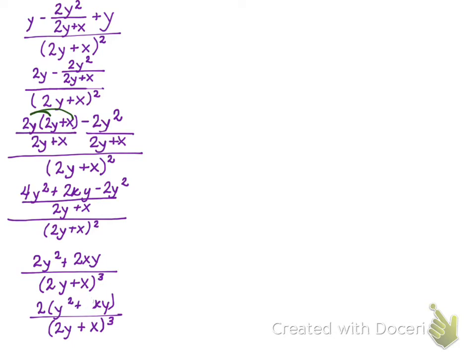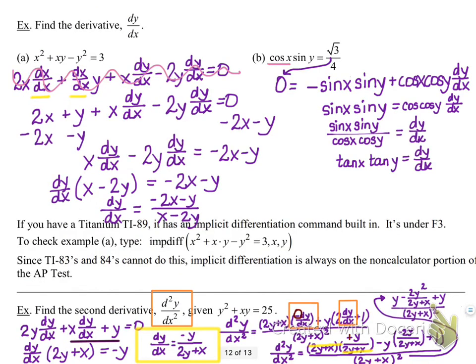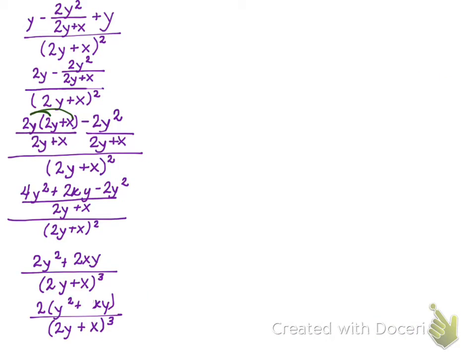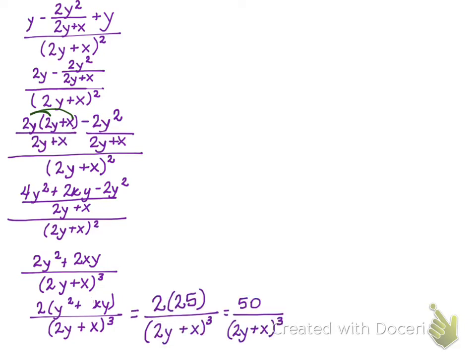Okay, so y squared plus xy is 25. So you replace it, and you get 2 times 25 on top, and that's just 50. And voila, there's your answer.